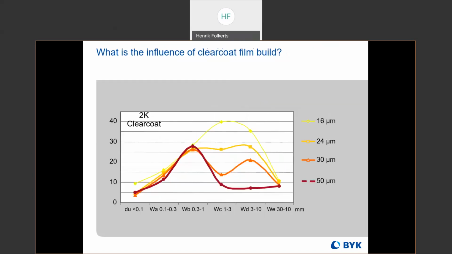And here we have some influence of clear coat film build. We have several different clear coat film builds: 16 microns, 24, 30, and 50. We can see that as the film build increases, again, the short wave is not really affected, but the long wave is drastically affected by that thicker clear coat. With each added thickness for each layer, it's bringing the long wave way down.